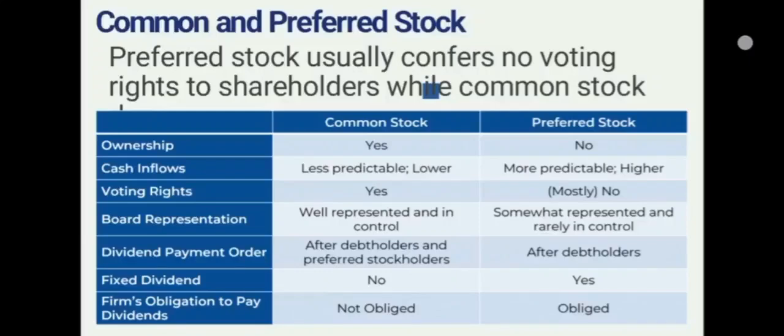Sa dividend payment order naman, after debt holders and preferred stockholders because common stockholders bear the most risk and act as residual claimants on the company's earnings and assets, na nare-receive lamang yung payment only after matapos lahat ng obligation to debt holders and preferred stockholders. Sa preferred stock naman, after debt holders because preferred stock dividend payments are subordinate to debt obligations, because debt is the legal contractual obligation while preferred stock is a form of equity that carries discretionary dividends.